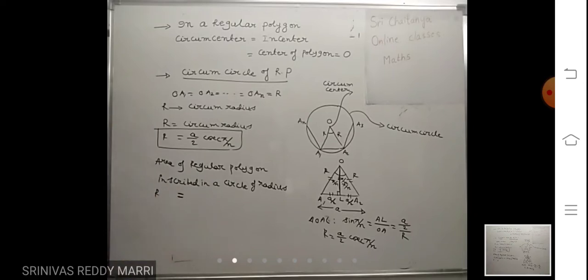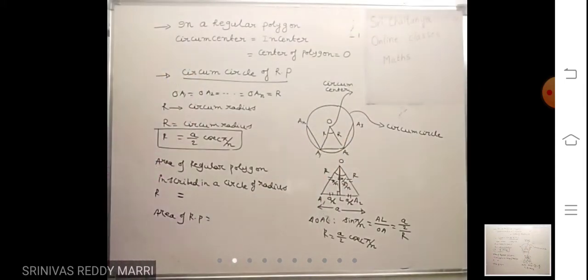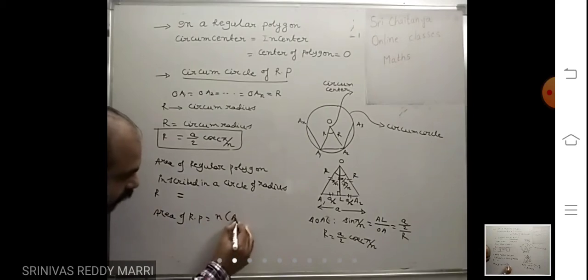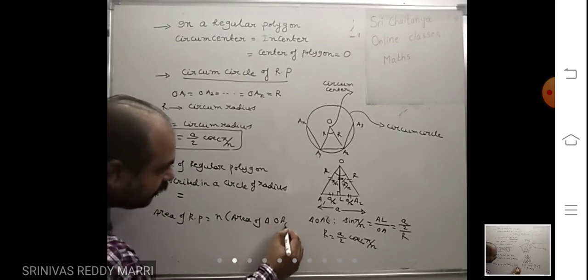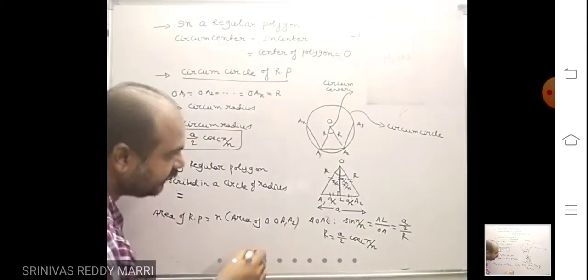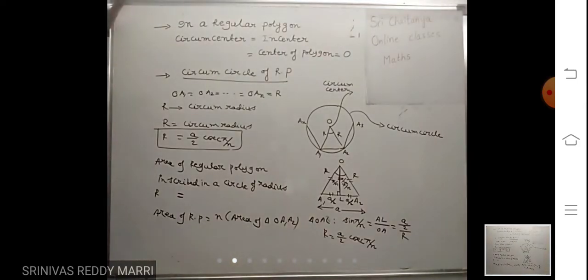I am calculating the area. Look at how you will get it. Area of regular polygon is nothing but like these types of triangles, there will be n triangles like that. N into area of triangle OA1A2. Like this type of triangles, similarly n triangles will be there. They will be of equal area. Now I am calculating area of triangle OA1A2.